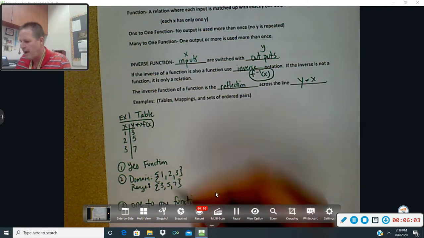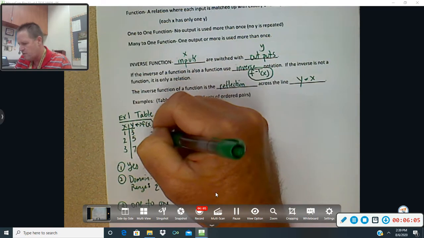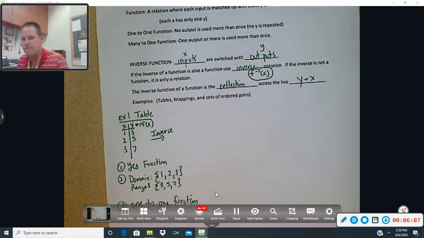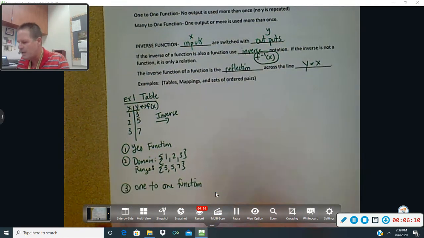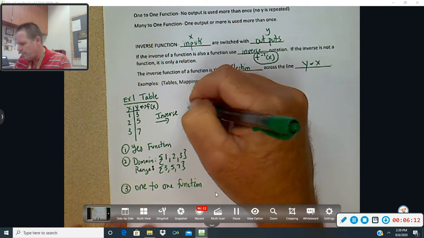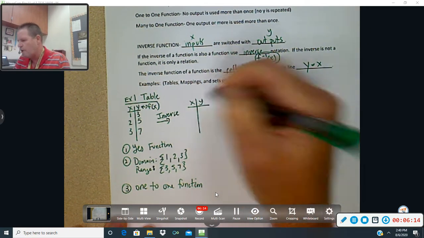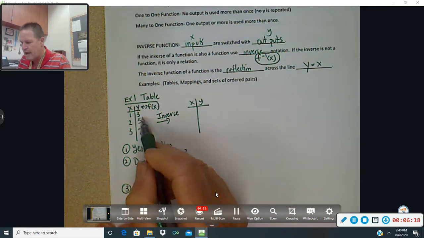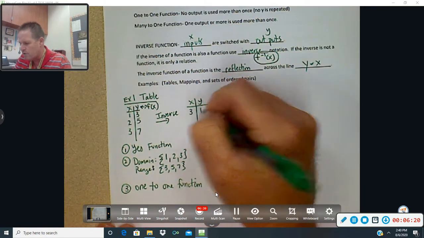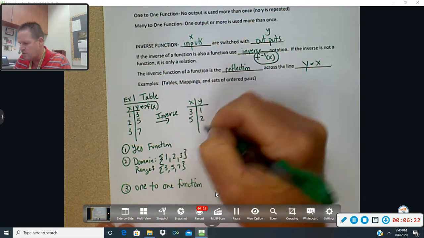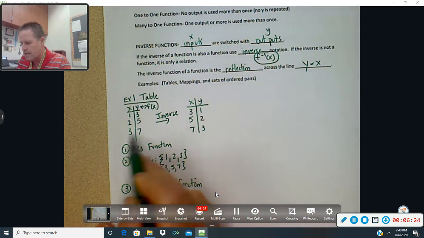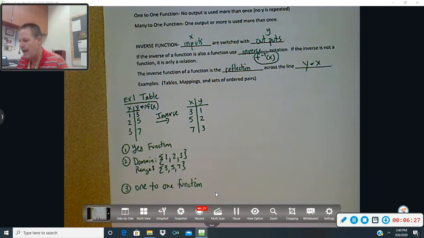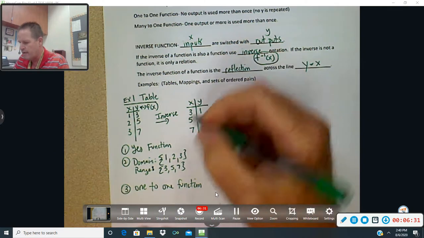Now, if I want the inverse of this table, very easy to do. If you read the note up above, all you have to do is switch inputs and outputs. So you're just going to trade x's and y's. So 3 is 1, 5 is 2, 7 is 3. Again, I'm just switching x's and y's. Okay? So there is my inverse.